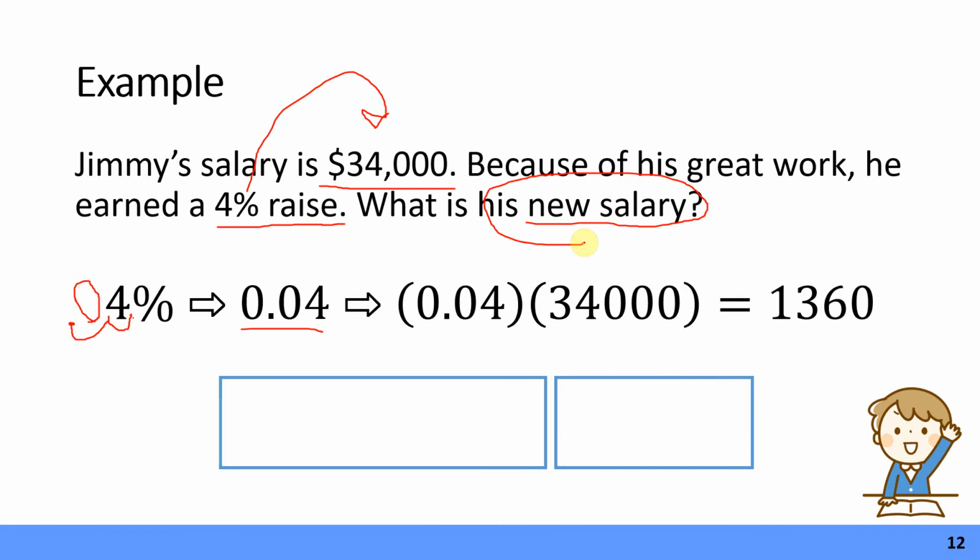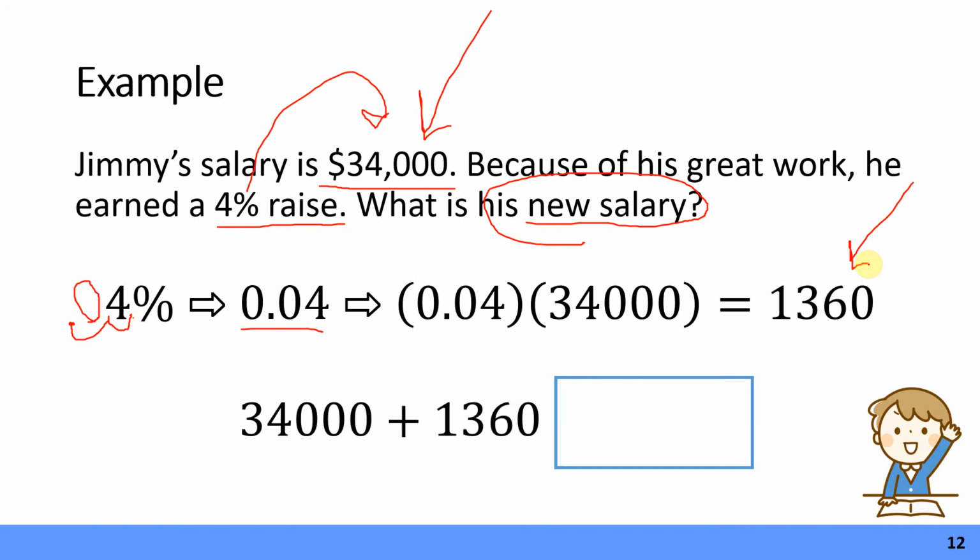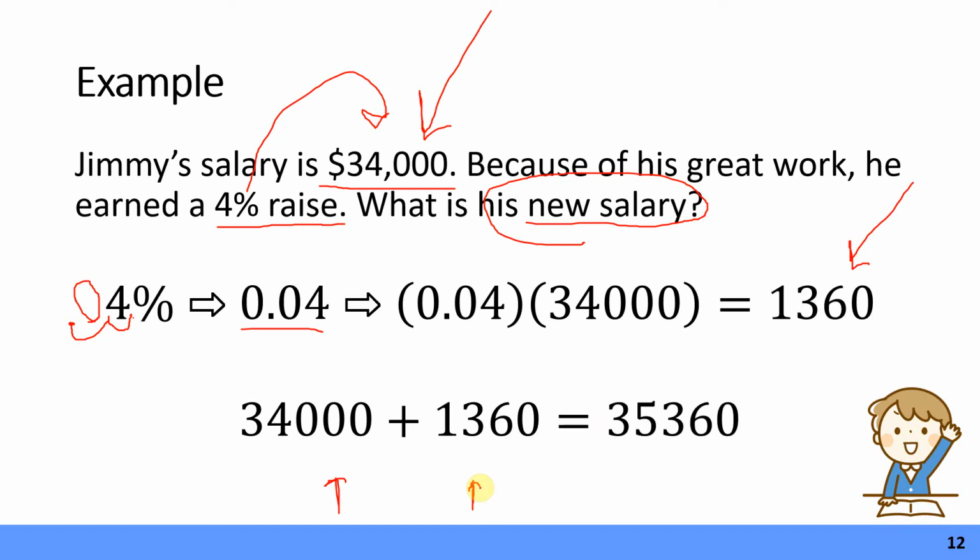But again, it's not a big step, not a very confusing step. If you know that this is his current salary and he's going to get this extra, what's his new salary? Very good. We're just going to have to add it together. We're going to add his current salary to the bonus, or his raise, and that's going to give us how much he's going to earn now. So go ahead and do 34,000 plus 1,360. And you should get that his new salary is 35,360. And that's it.